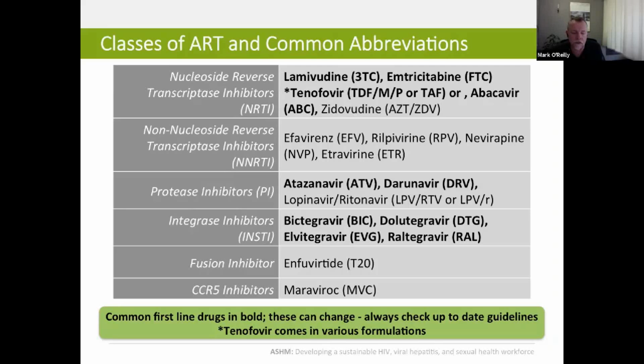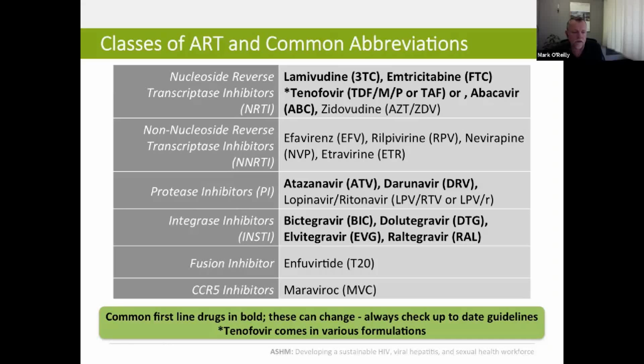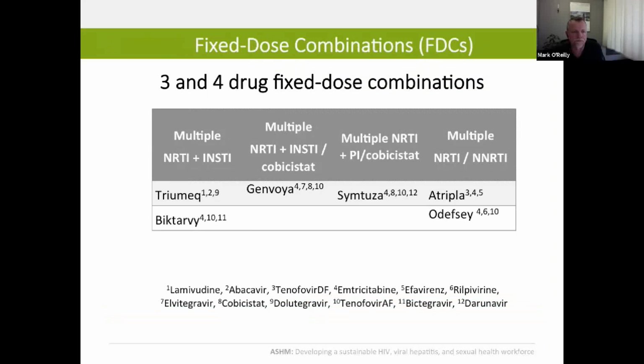Enfuvirtide is a fusion inhibitor, a drug that's administered subcutaneously that is rarely used in 2020. And Maraviroc is a CCR5 inhibitor, or it's a type of entry inhibitor, which is also no longer commonly used.